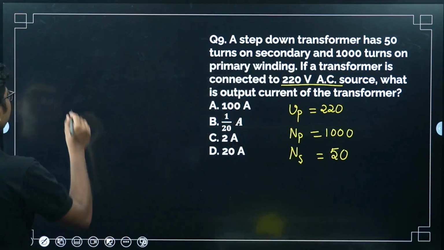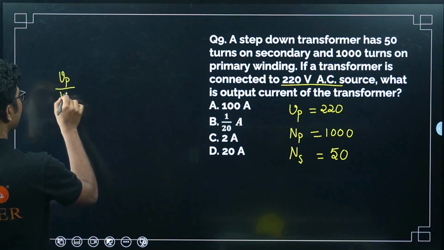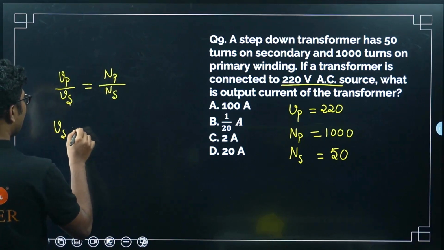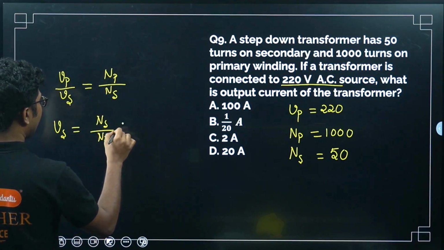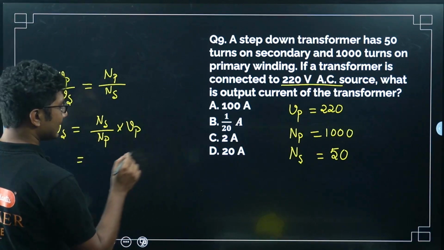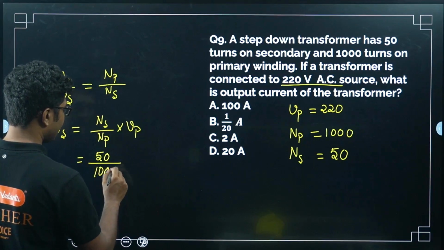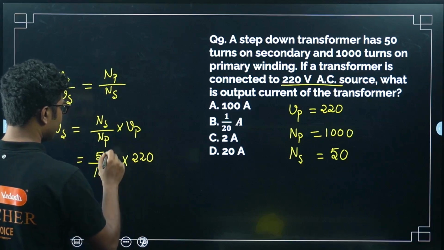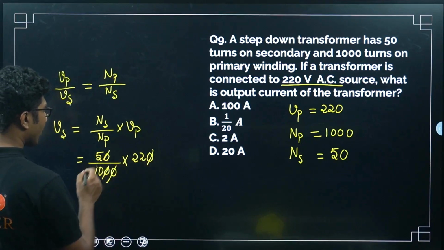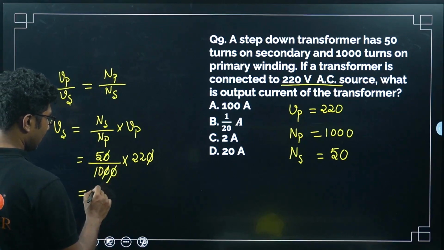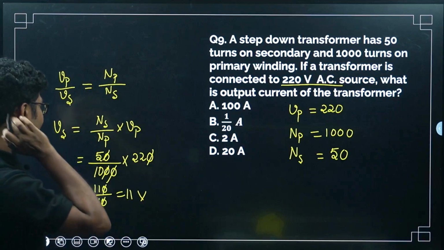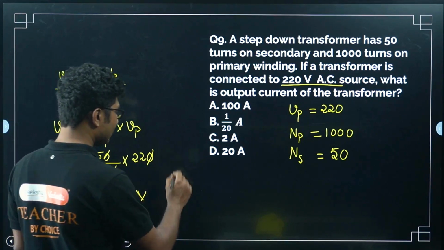Now we know that Vp by Vs equals Np by Ns. So we can find Vs as Ns by Np times Vp. It's a step-down transformer, so the secondary voltage should be less than that of the primary. Ns is 50, Np is 1000 and Vp is 220 volts. Zeros cancel, one more zero can be cancelled. 22 times 5 is 110, divided by 10, so 11 volts. So 11 volts is the voltage of the secondary.